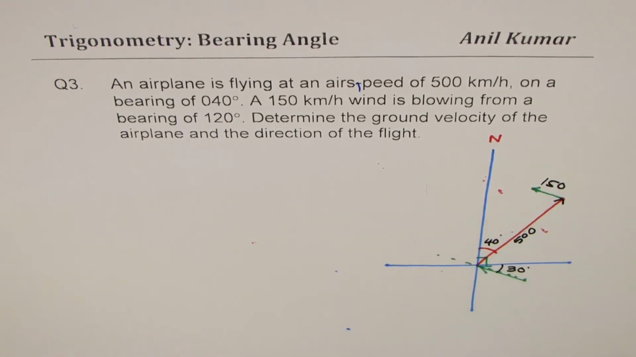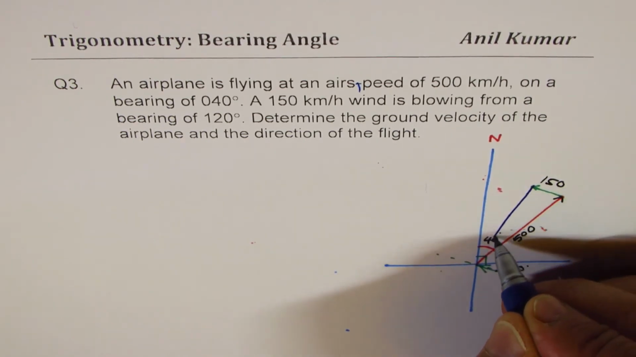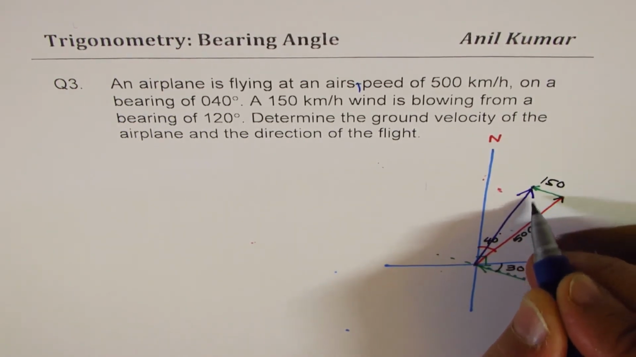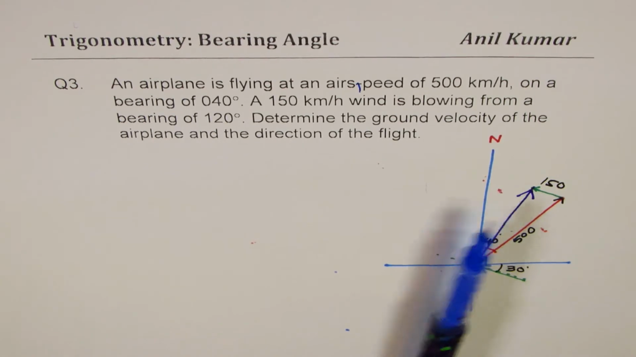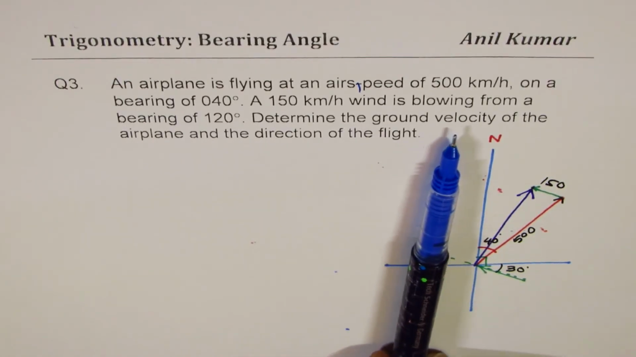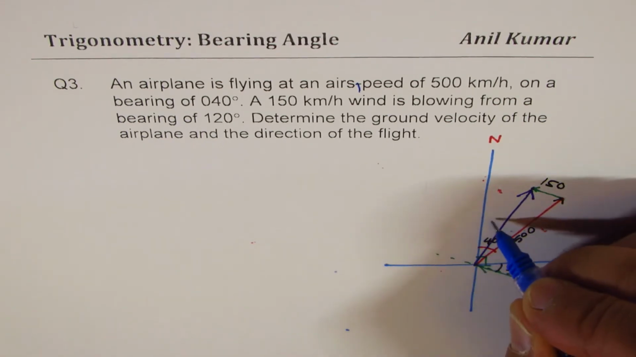So clearly the resultant will be from origin to this point, right? So that becomes the resultant for us. So the plane will actually go in that direction. We need to determine ground velocity, that means this net velocity, or the resultant velocity. Let's call this R.